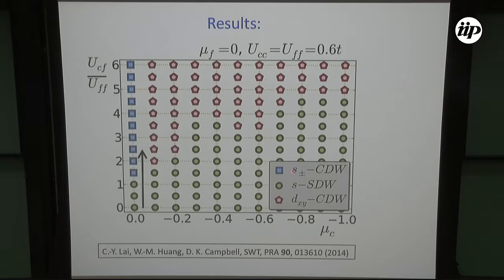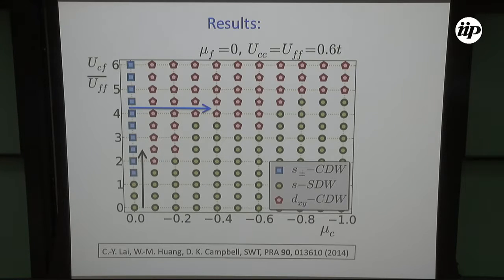So this is the S plus minus CDW. This S plus minus BCS pairing has been observed in iron-based superconductors. This would be an analogy in the density wave phase. Two simple S wave density waves, but shifted by pi. So that's also pretty well understood.